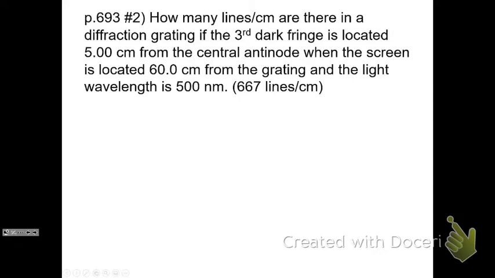Okay, so for this question here, we are asked how many lines per centimeter are there in a diffraction grating if the third dark fringe is located 5 centimeters away from the central antinode, when the screen is located 60 centimeters from the grating and the wavelength of the light is 500 nanometers. Okay, so this is a double slit calculation.